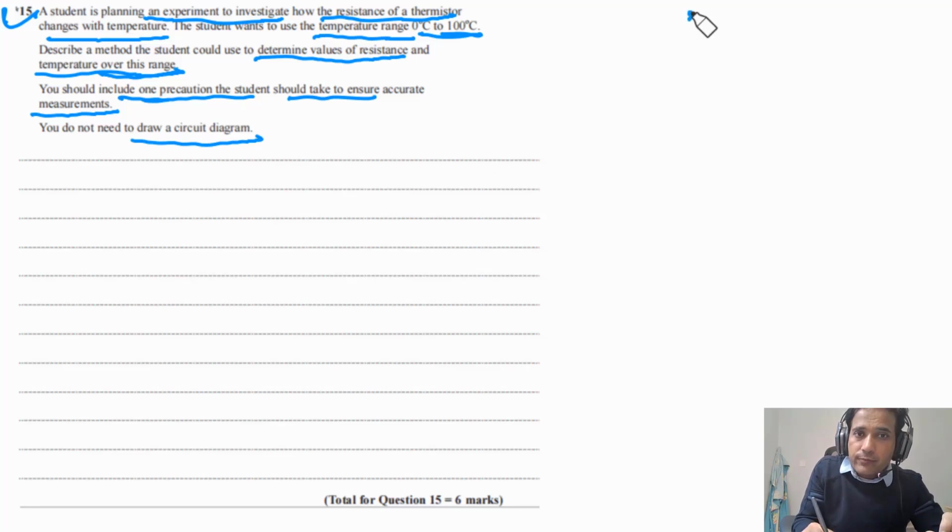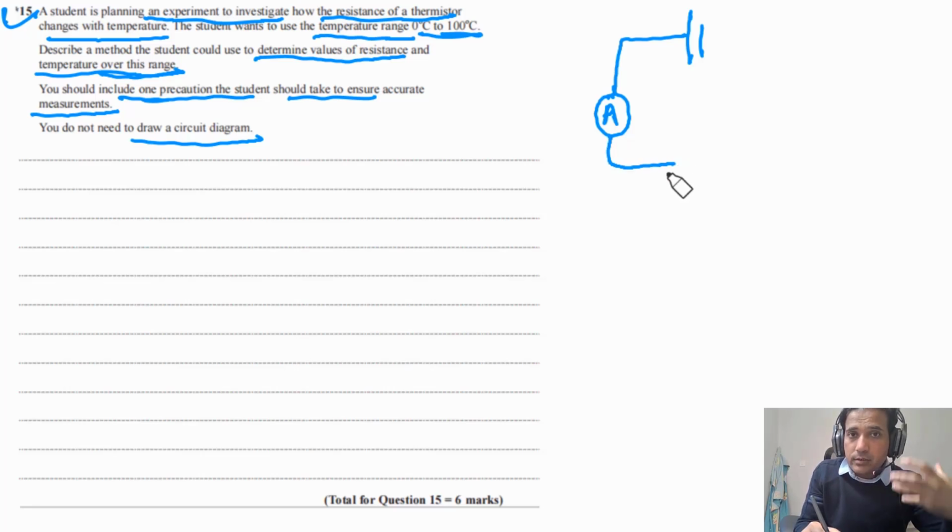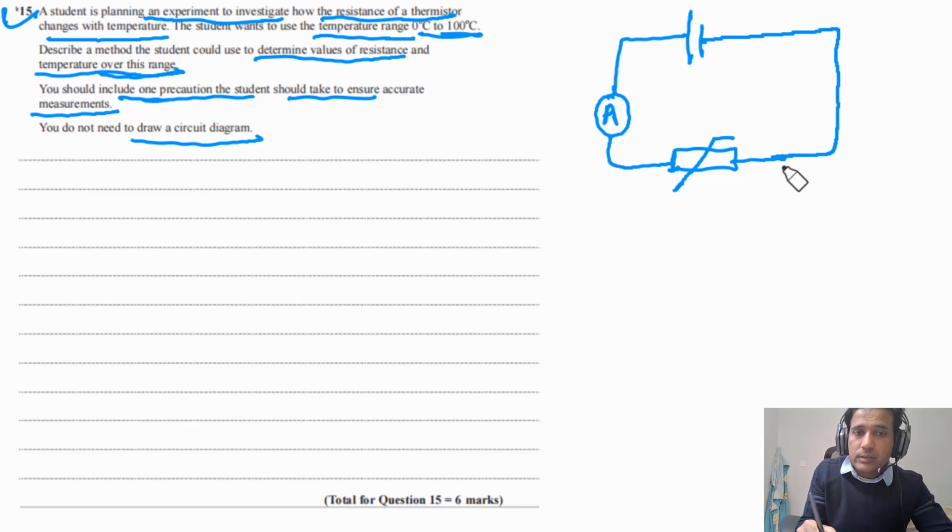So we can draw a rough circuit. We can say this is our battery and we can connect an ammeter. You don't need this circuit diagram, but it's important for this experiment so you can organize your thoughts. Here we can place the thermistor, and here we need to attach a voltmeter. So in this case we can read the PD across this thermistor with the help of the voltmeter, and current we can find with the help of the ammeter.